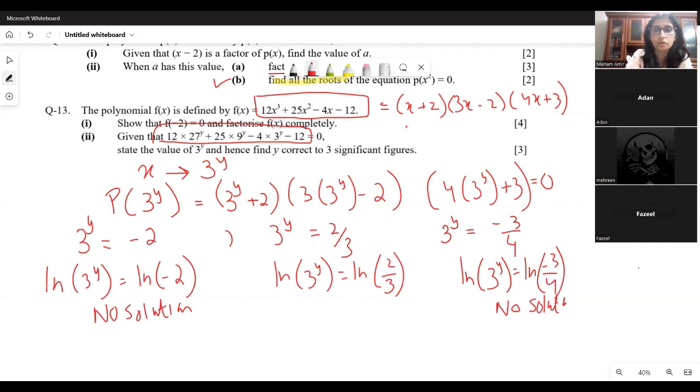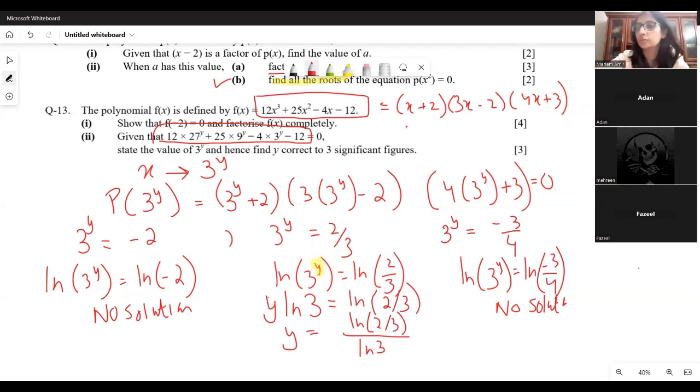For this one, you have to apply a property of log, which is that this power can be written in front of the log. So y ln 3 equals ln 2 by 3. And now you can divide by ln 3 on this side, and whatever is the answer of this is the value of y. So please quickly find the ln key in your calculators.